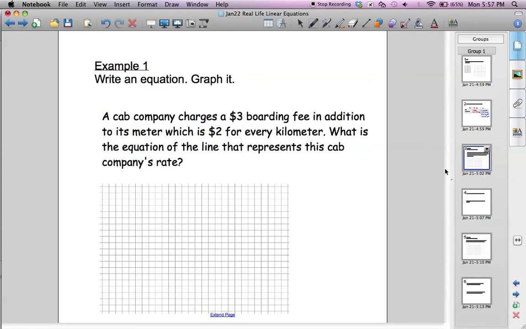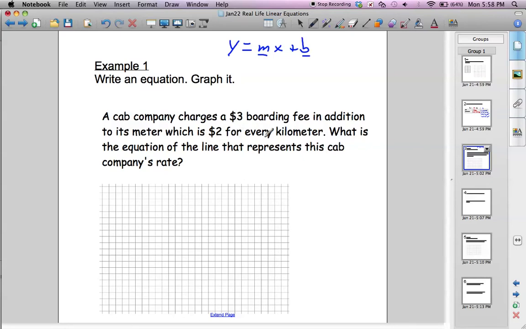In this example, a cab company charges a $3 boarding fee in addition to its meter, which is $2 for every kilometer. So we're going to have an equation in the form y equals mx plus b, where we have a slope and a y-intercept. We need to figure out what the slope and the y-intercept are. In the real-life context, the rate of change is going to be the slope. So which one's the rate of change here?